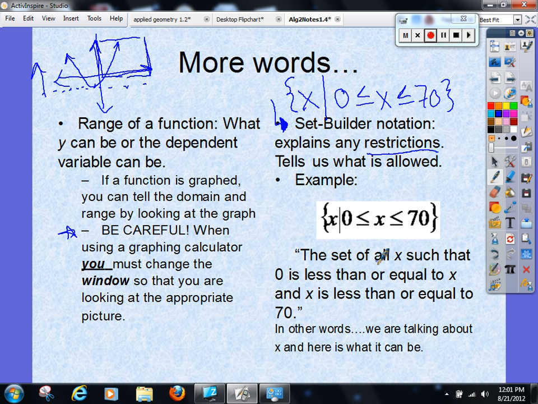Now what if your car could go infinitely fast? It could just keep going and going. That'd be awesome, some of you say, and I say it'd be really dangerous and stupid, but it's okay. The set of all x such that, we can just say x had to be positive. x is greater than or equal to 0. That might be a restriction.